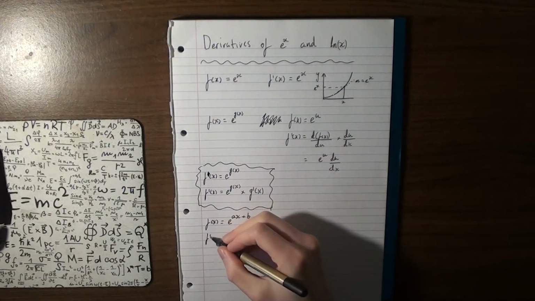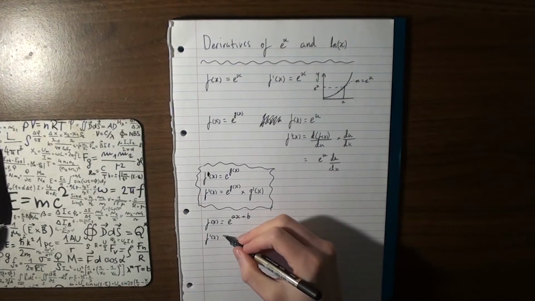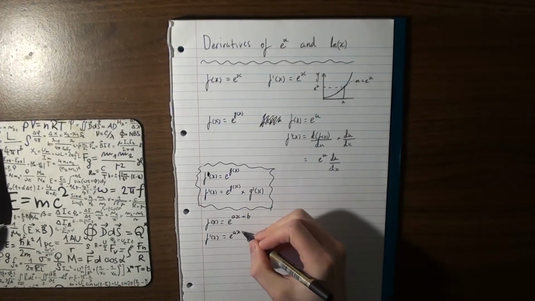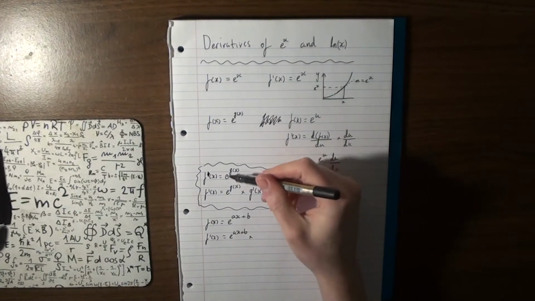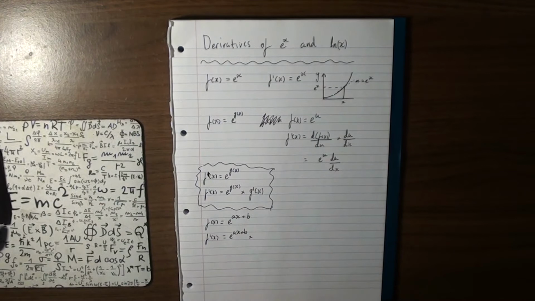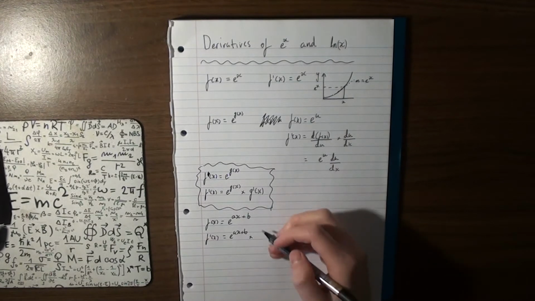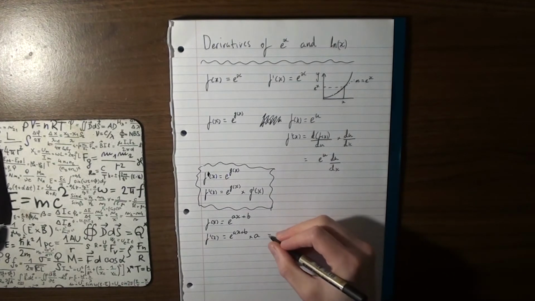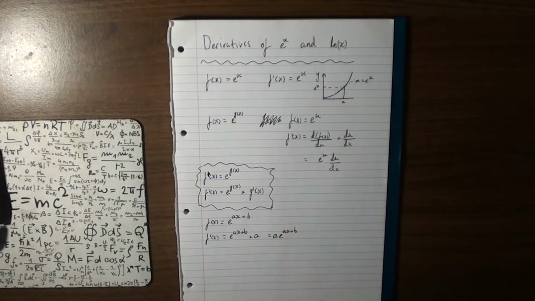So f dashed x then, if we follow this rule here, is going to be e to the ax plus b times, and then this says whatever's up here, we're going to differentiate. So differentiating ax plus b, well the b is going to disappear because there's no powers of x attached to it, and the x is going to disappear to leave the a that's attached to it, so it's times a. So that's a e to the ax plus b.